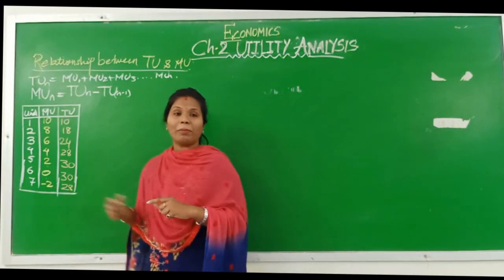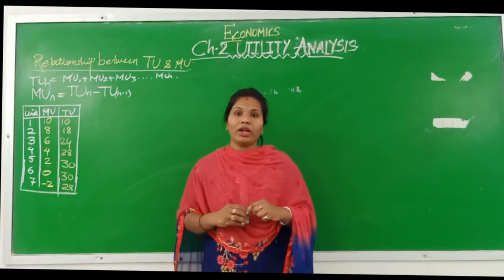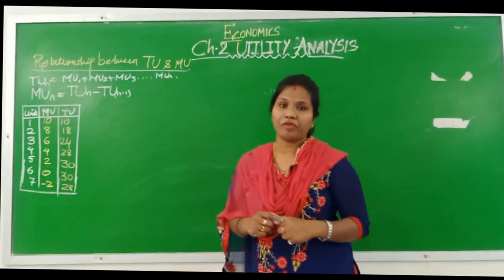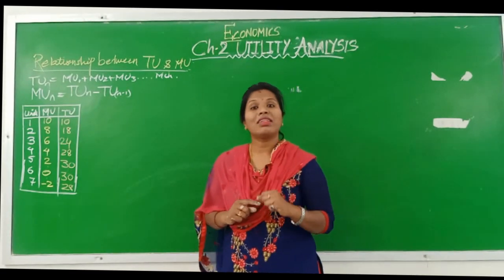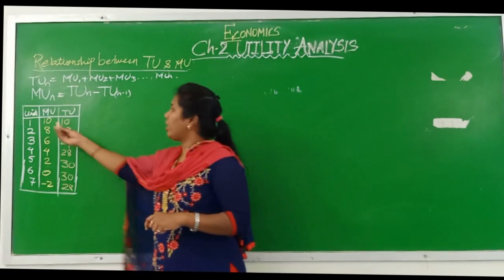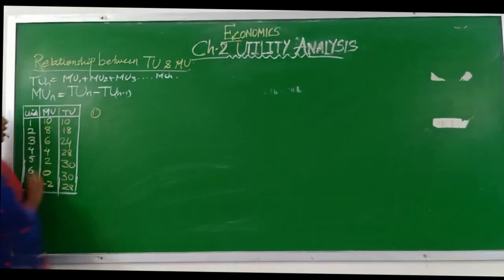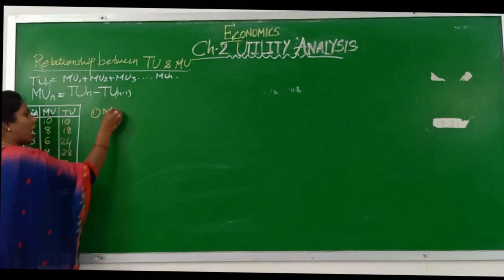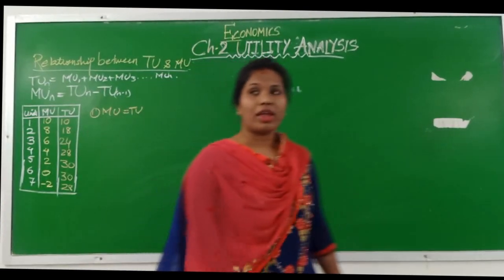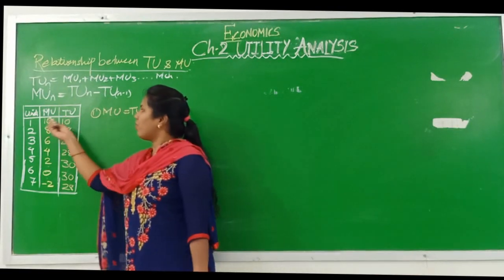There is a point where marginal utility becomes 0. That means the consumer is fully satisfied. After that point, if he consumes more, it will become negative. When it enters the negative quadrant, the consumer is said to be dissatisfied. When we compare MU and TU, for the very first unit of commodity, initially MU and TU are the same. So at the initial stage, marginal utility and total utility are equal. We can see that from the table itself.